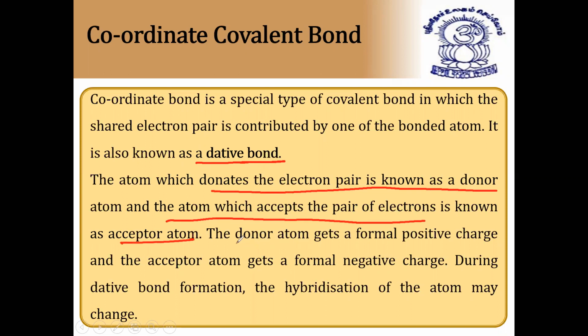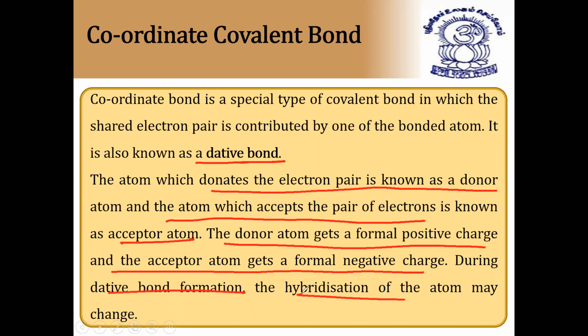So formation of ammonia boron trifluoride, and the donor atom gets a formal positive charge, and the acceptor atom gets a formal negative charge. During dative bond formation, the hybridization of the atom may change. So, what is dative bond? Formation of ammonia boron trifluoride.